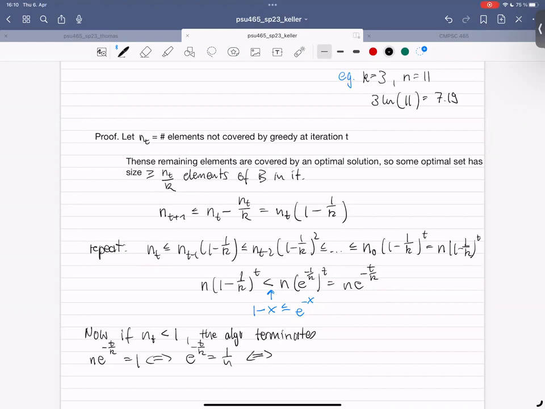So this is just a very standard transformation now. I take the natural logarithm. This is where it comes from here in this approximation guarantee, which leaves minus t over k equal to ln 1 over n. And that means nothing else than that t is equal to minus k times ln 1 over n, which is the same as k ln n.